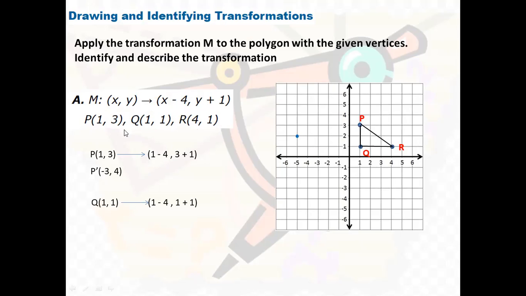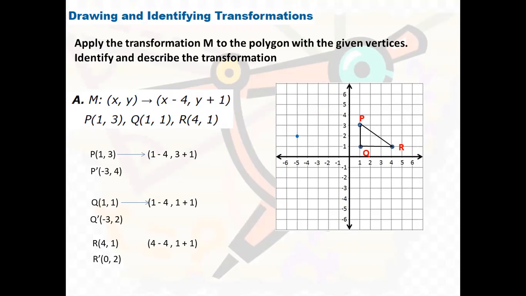Similarly, we need to follow the rule for all. Q is (1, 1). What is the rule? x minus 4 means 1 minus 4, y plus 1 is 1 plus 1. So what is the new coordinate? We will have negative 3 and 2. Then similarly for R also, you have to do it for each coordinate. R is (4, 1), the rule was x minus 4, so 4 minus 4, and y plus 1, 1 plus 1. So 4 minus 4 is 0, 1 plus 1 is 2, right?